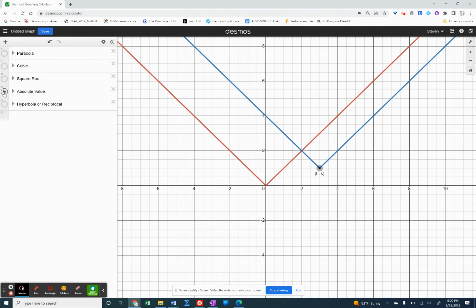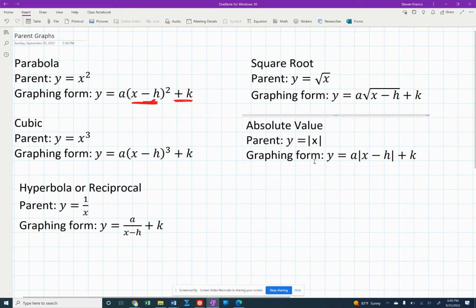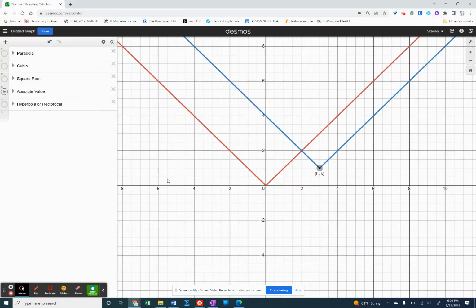The absolute value graph looks like this. Again, the vertex here is given by h and k, and that's what that form looks like. And the latest one we have is the hyperbola or reciprocal. Most teachers use hyperbola as the name of this graph. I like to also call it the reciprocal graph because that's what we're doing to the input. We're taking its reciprocal, if you remember what that means. For a fraction, it means we're just flipping the fraction over. So if the fraction is 2/3, the reciprocal would be 3/2. So this is a reciprocal graph.